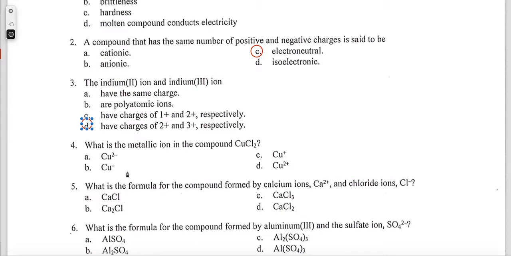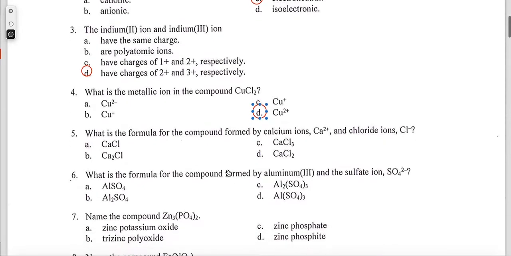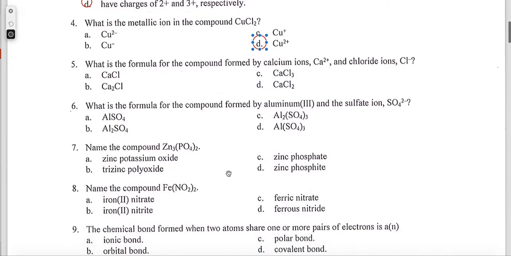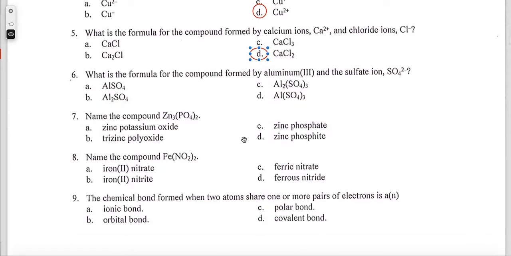Number 4, what is the metallic ion in the compound? That's copper, and in this case the copper is going to contain a positive 2. So there is the answer for that one. Okay. Number 5, the formula for calcium and chlorine with those charges is going to be letter D. Number 6, the formula with the aluminum and the sulfate is going to be letter D.